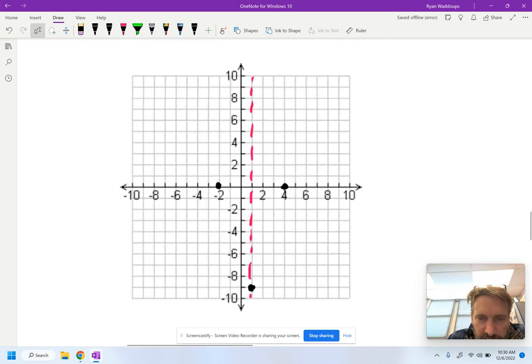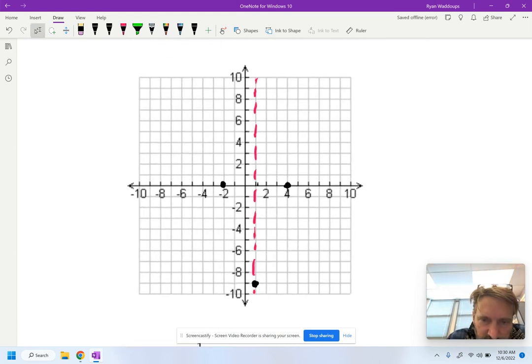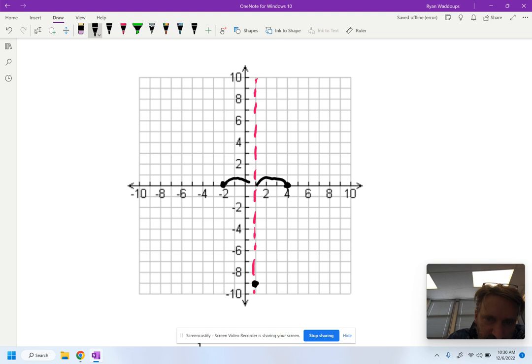And also, you can use this to kind of help check. There's 3 units between this point and the axis of symmetry, and 3 units on the other side is the other point. So they have to be equidistant. So always use that to check to see how you're doing.